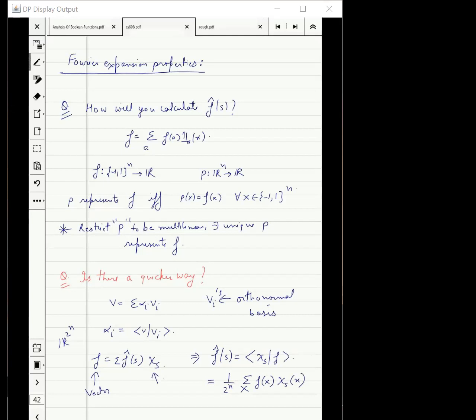You have 2 to the power n. In what sense are you saying it's an average value? It is 1 by 2 to the power n. Okay, got it.